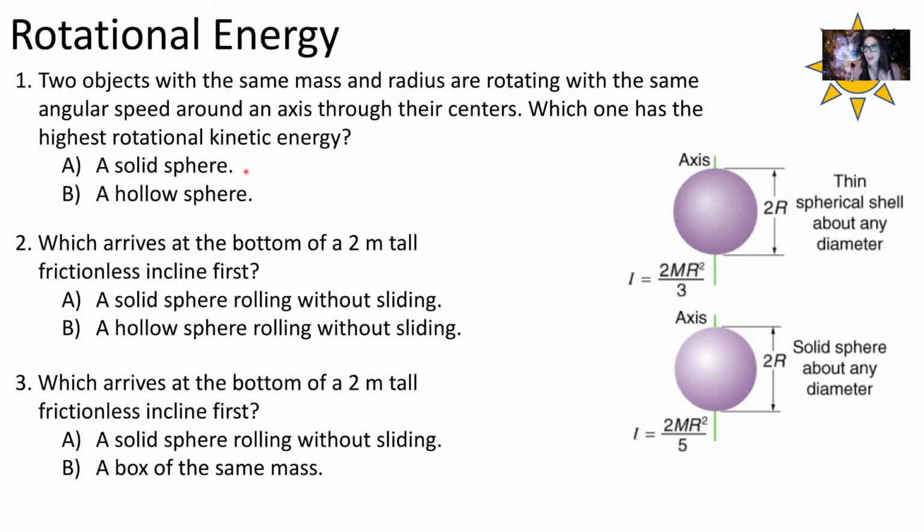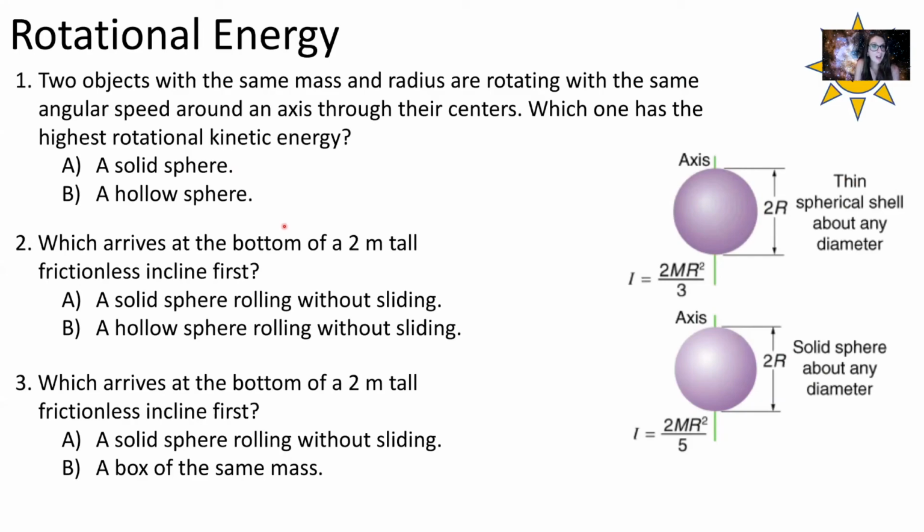And to solve that, you're going to have to know the moment of inertia of each of these objects. So down here I have the moment of inertia for a solid sphere around any diameter, and here I have the moment of inertia for a thin shell about any diameter. So imagine a hollow sphere. And so their moments of inertia are different, and you're going to take that into account when you think about which has the highest rotational kinetic energy. Is it going to be your solid sphere or your hollow sphere?